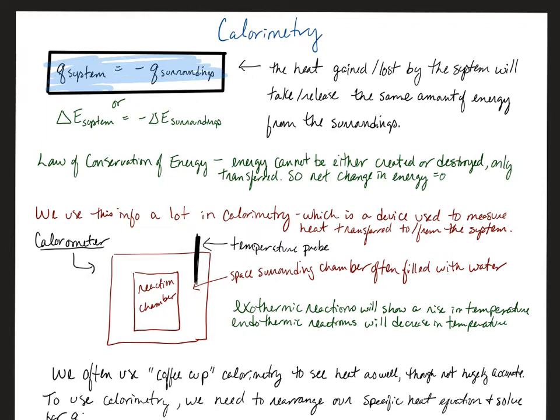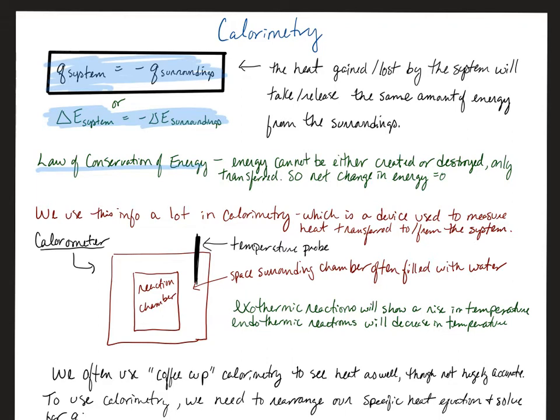Another way to see this equation is simply with delta E, because delta E, change in energy, is often used synonymously with Q. So just so you know that. Remember that there's a law of conservation of energy. That law states that energy cannot be created or destroyed. It's only transferred from one object to the next.